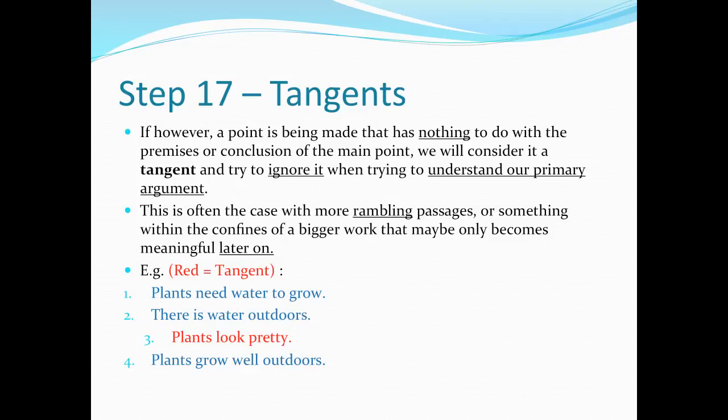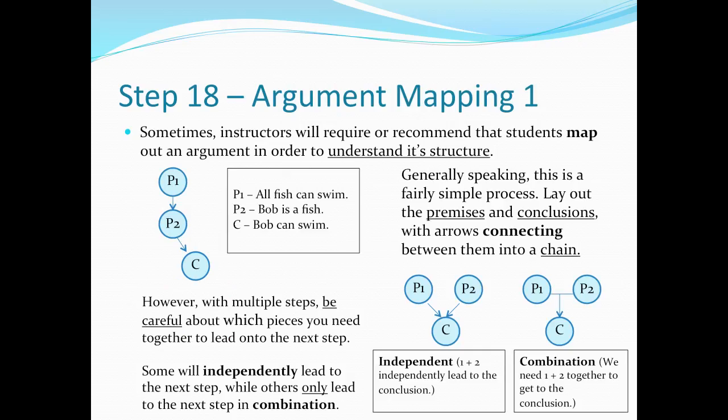E.g., in red we can see a tangent. 1. Plants need water to grow. 2. There is water outdoors. 3. Plants look pretty. 4. Plants grow well outdoors.